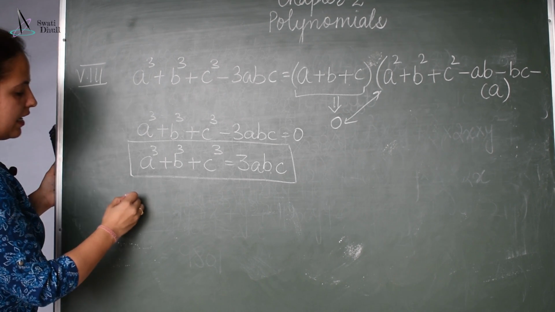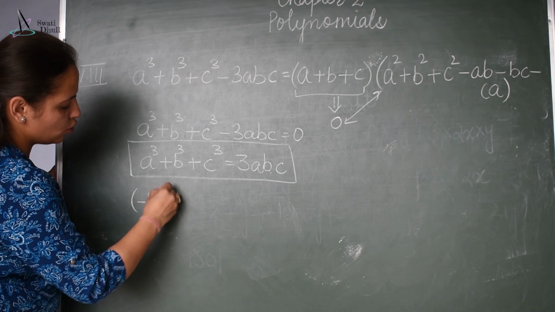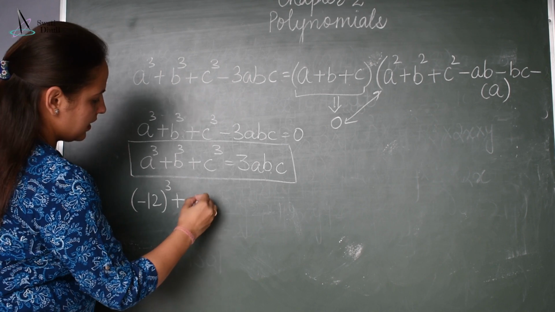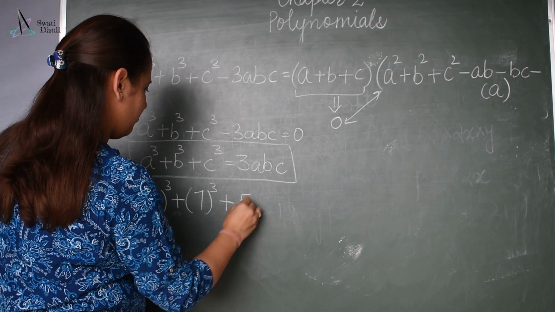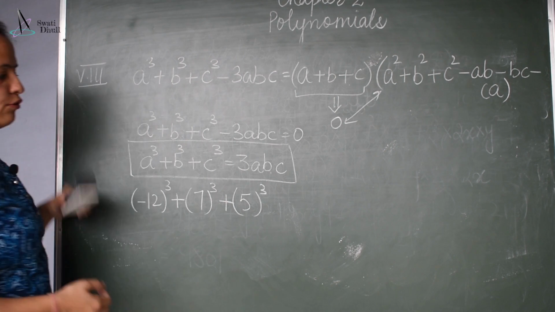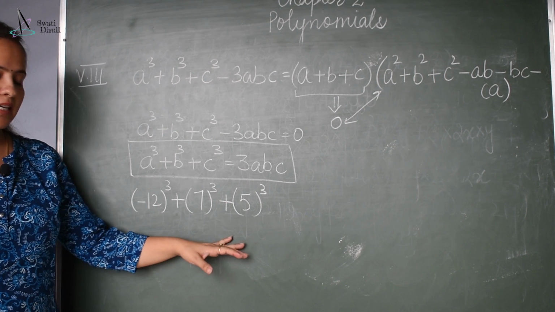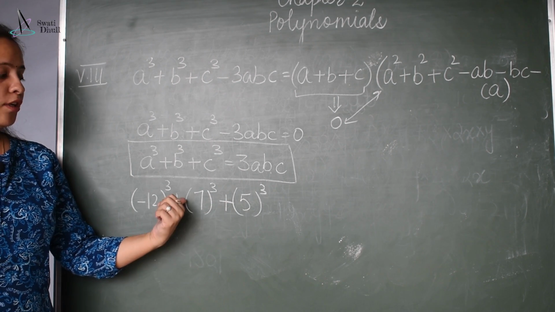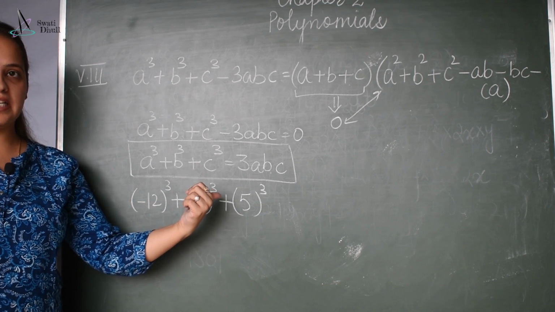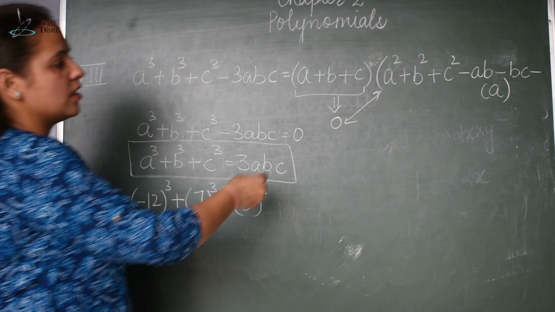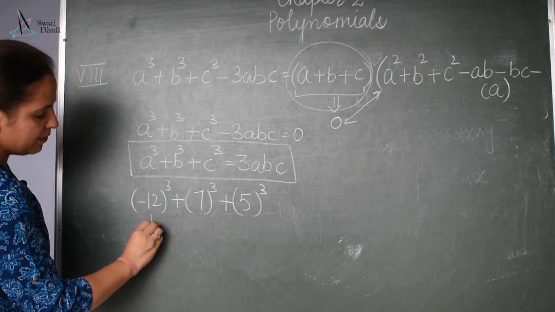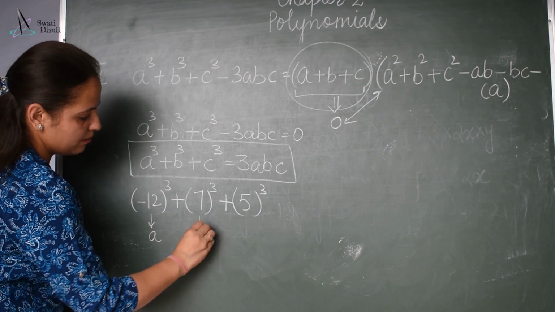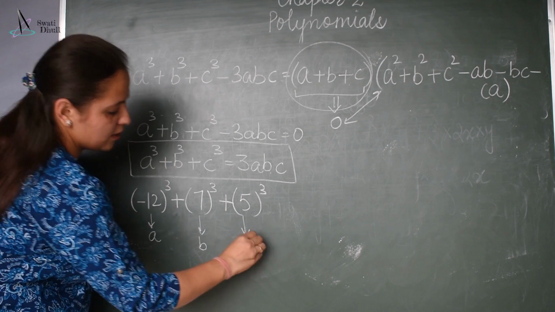identity is like if you have minus 12 cube plus 7 cube plus 5 cube. Let's say you need to find out the value of this but without finding the cube of these numbers. So what is the condition if this is equal to 0? If I say in place of a I have minus 12, in place of b I have this, and in place of c I have this.